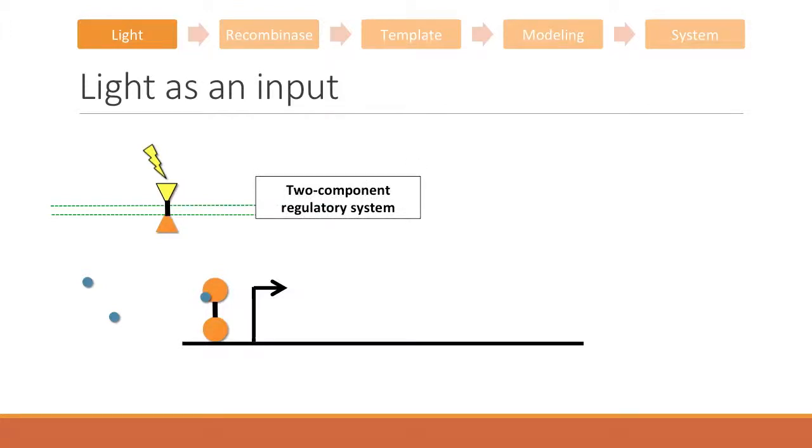This is what's called a two-component regulatory system. It's called two-component because there's one component outside the cell that's reading in external stimuli. That signal is transmitted inside the cell, where it actually impacts enzymatic behavior.